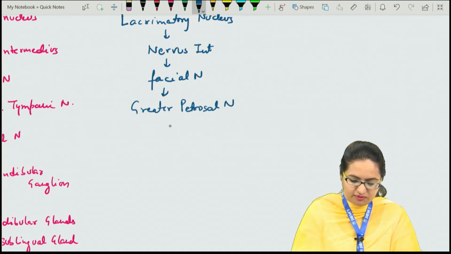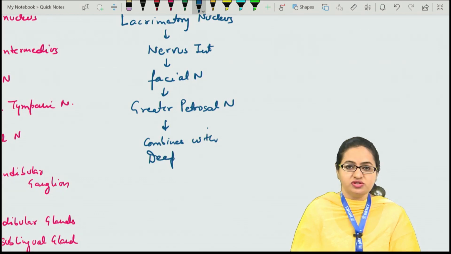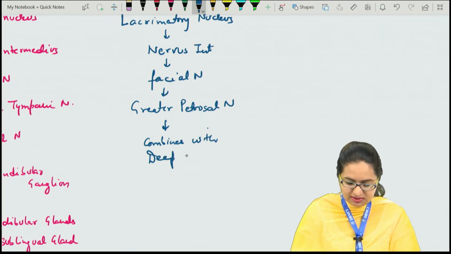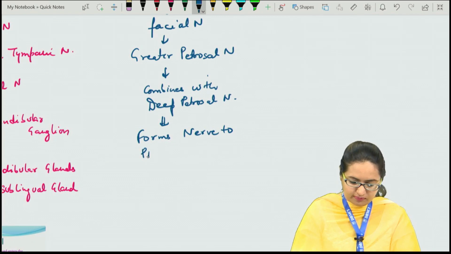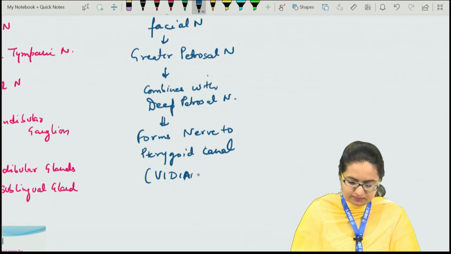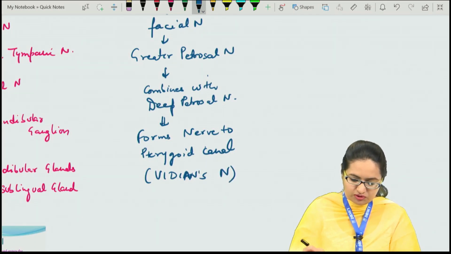The greater petrosal nerve combines with the deep petrosal nerve, which is a sympathetic branch arising from the sympathetic plexus, and this will form the nerve to pterygoid canal. This forms the nerve to pterygoid canal, which is also known as Vidian's nerve.